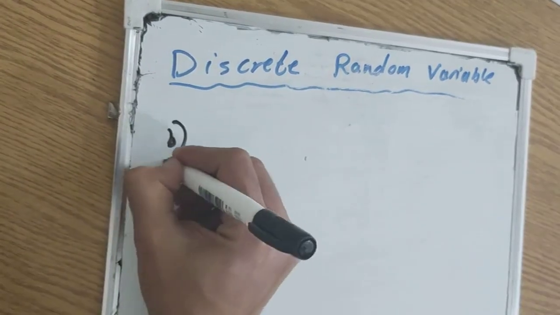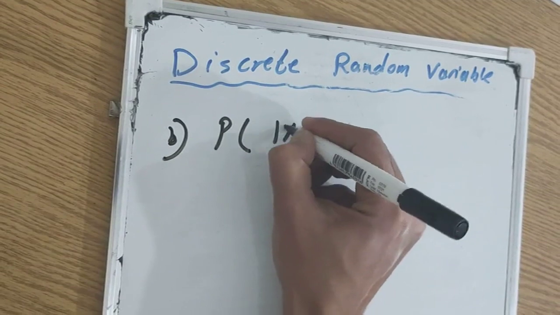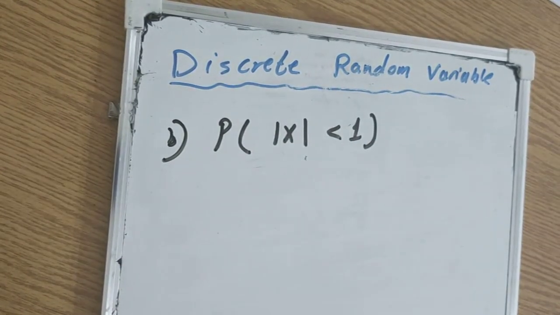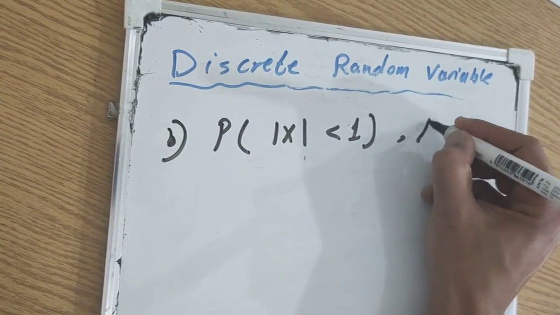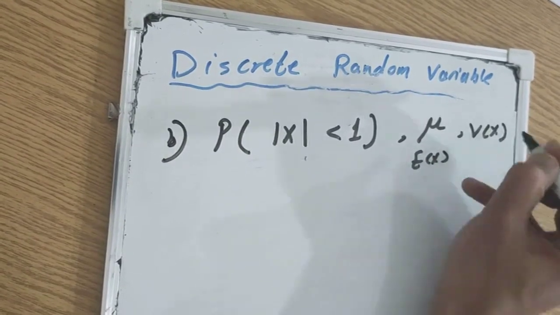Required number B in the same problem. Find the probability that the absolute value of x is less than 1, and evaluate the expected value of x and the variance of x.